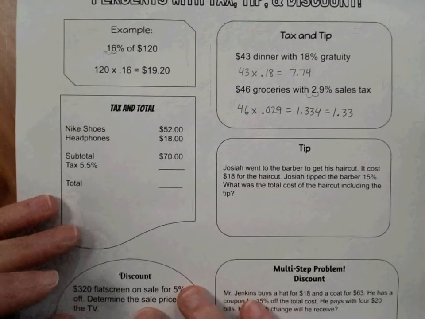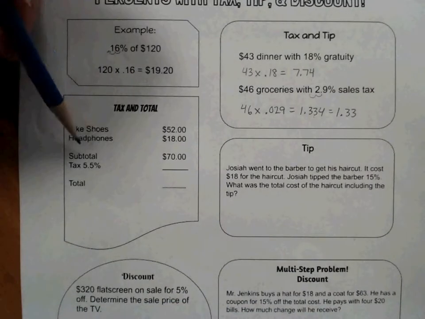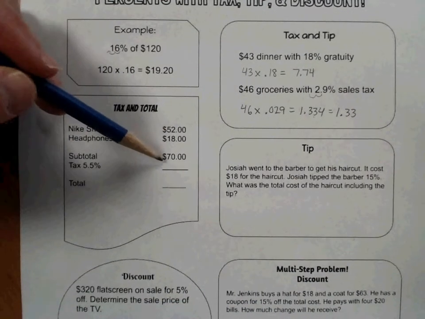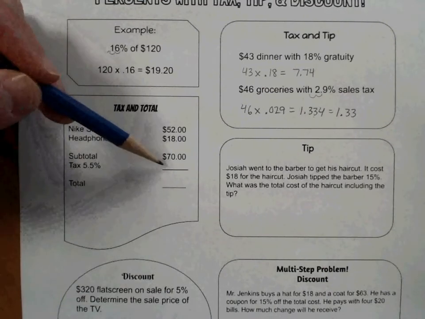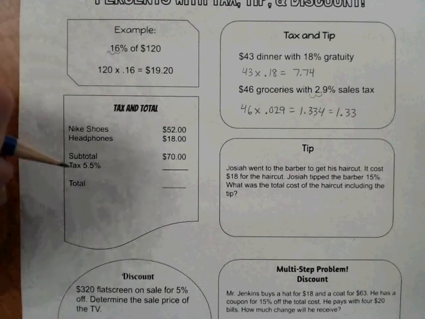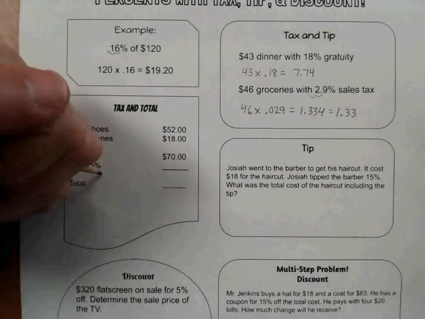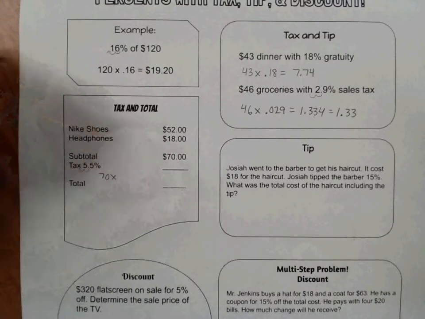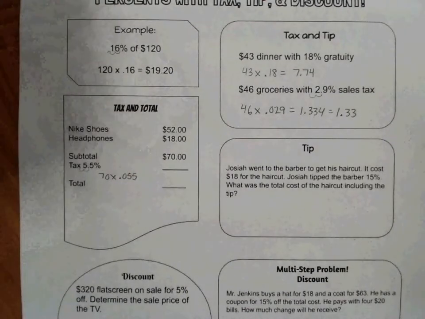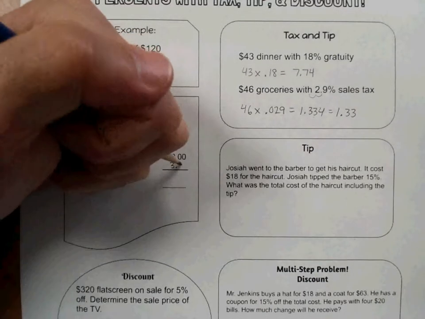Alright, let's jump to this one over here next. So you see you got some Nike shoes you're buying, also some headphones here. When you add that together, you get a total of $70. So we're first going to find out what the tax would be on that $70. So you got 5 5/10%. So move that decimal over 2 spaces. So to get this tax, you're going to do 70 times 0.055. And so when you multiply that out, you're looking at $3.85.